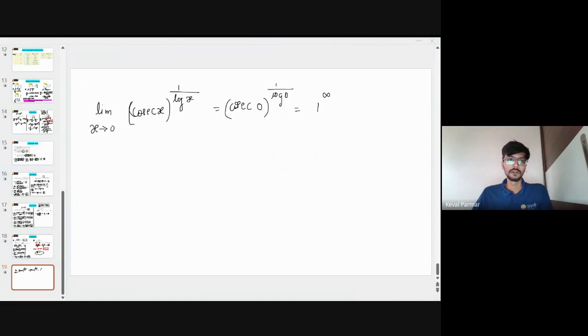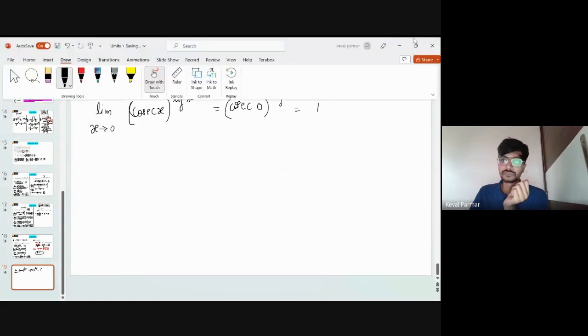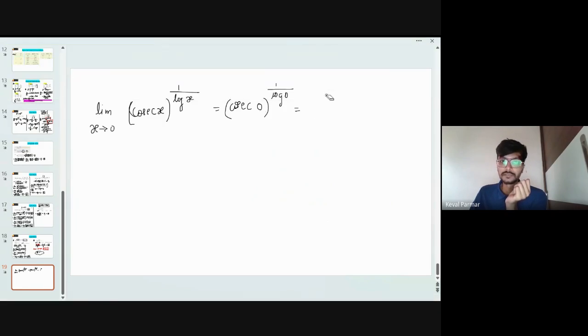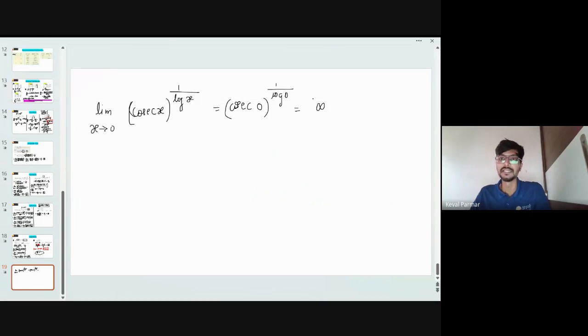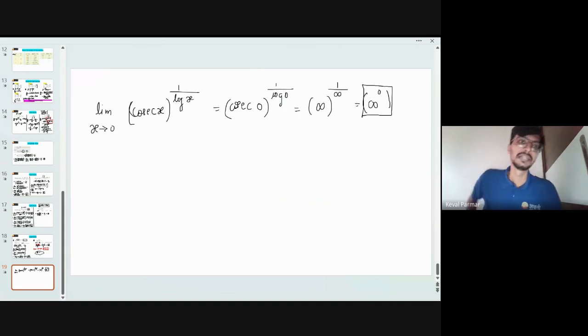If the format is 1 upon infinity, we can still use L'Hospital's rule, but we first need to take log on both sides. Oh, I guess the format is wrong. Sorry. Cosec 0 is infinity, but sine 0 is 0. Cosec 0 is infinity, and 1 upon log 0 is infinity. So this is infinity. And just now we discussed any number upon infinity is 0. So this is the last indeterminate form, infinity raised to 0.